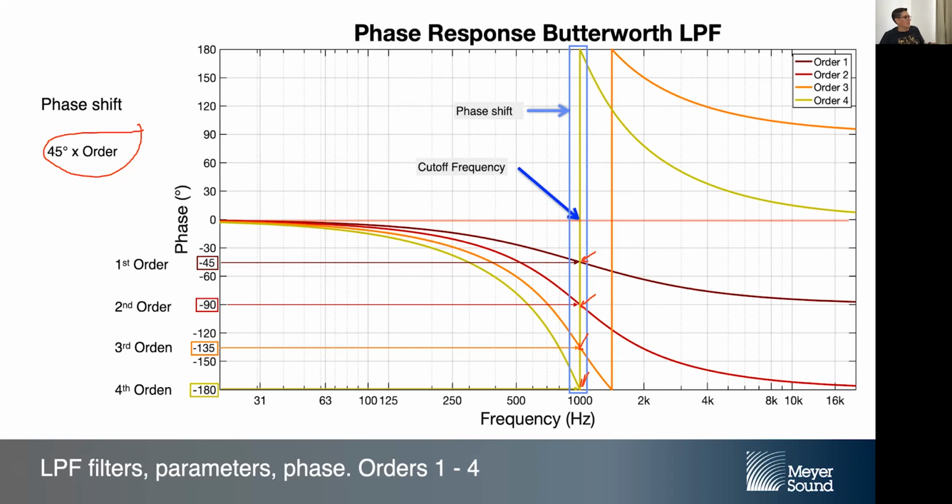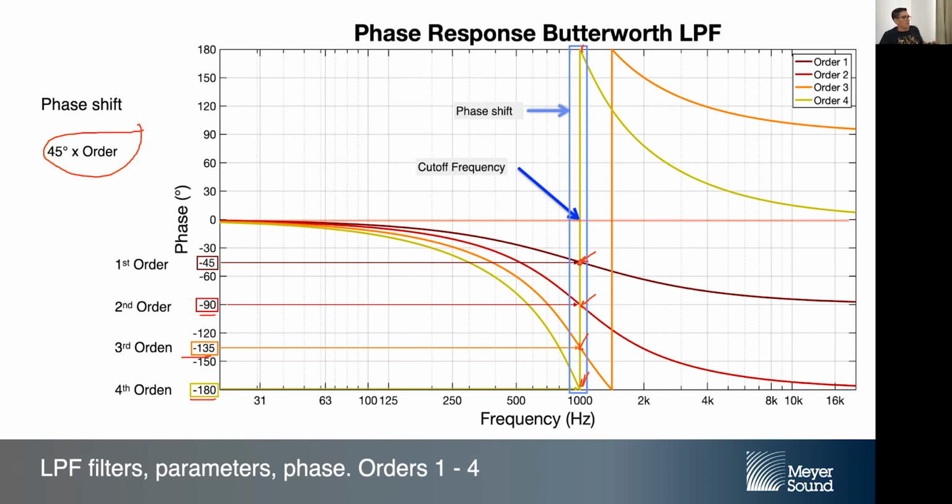The second order is gonna be 90 degrees. The third order is gonna be negative 135 degrees, and the fourth order is gonna be minus 180 degrees, okay? And as you could see, again, we're using the same cutoff frequency, that is 1K. For 1K, we're using this reference. You could follow just this color as a reference, and you could see that the first order is gonna have kind of 45 degrees of phase shift.